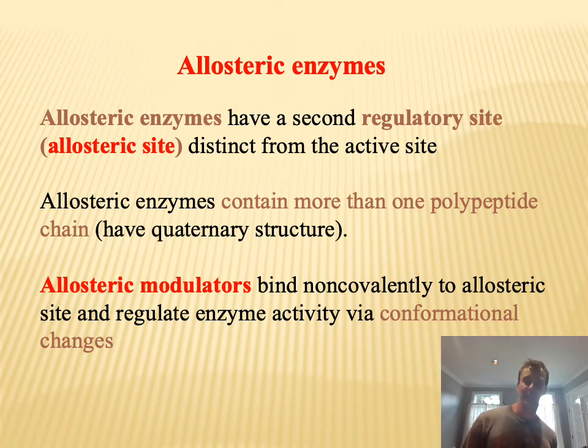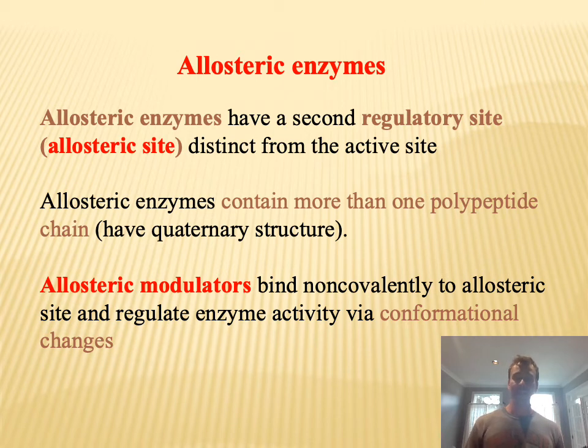First, allosteric enzymes. So allosteric enzymes have a second regulatory site called the allosteric site that is distinct from the active site. Allosteric enzymes contain more than one polypeptide chain, so they have a quaternary structure. So when we talked about quaternary structure in the previous lectures, allostery can come into play here with some of these enzymes. So it's not just that an allosteric site is on one part of a monomer, for example, it would be on a different subunit.